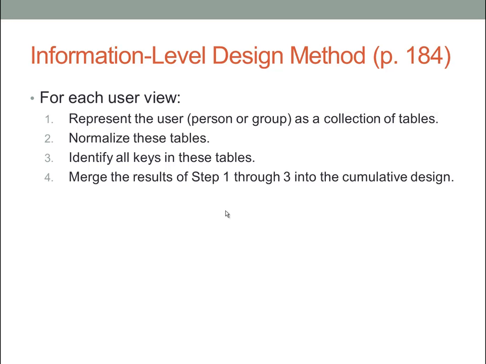What we're doing here is, for each user view, so like each smaller task, I want to represent that user person or group's view as a collection of tables. Then I need to normalize these tables. Then I need to identify the keys in these tables. And then I merge the results of that into my overall cumulative design.